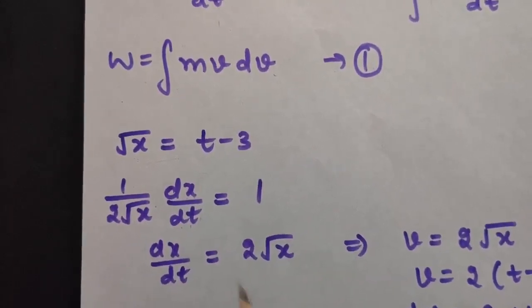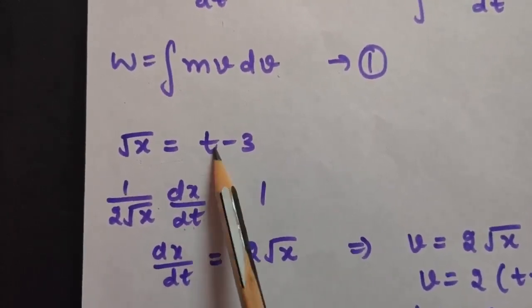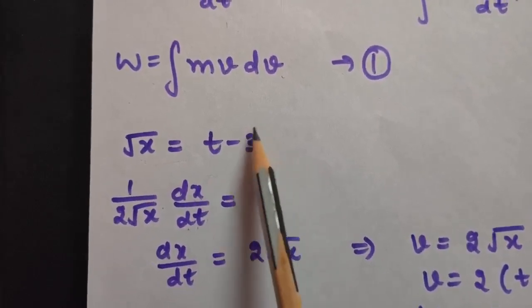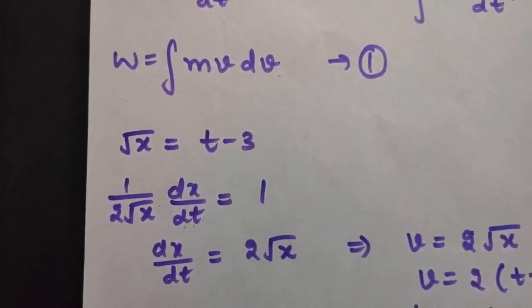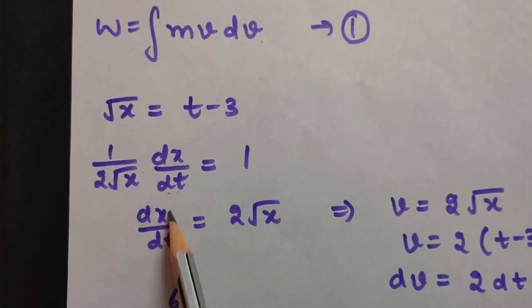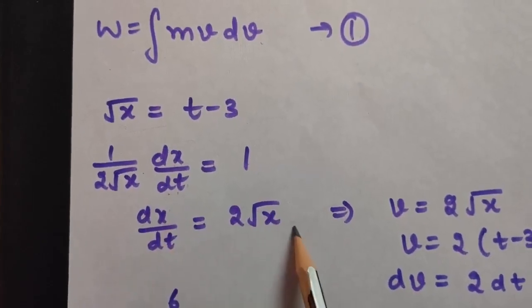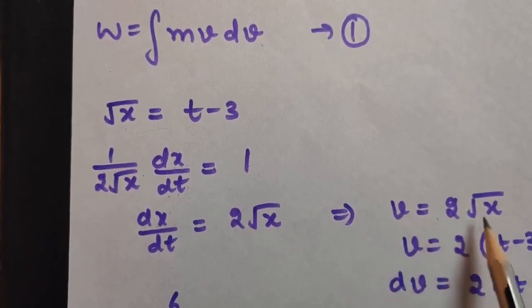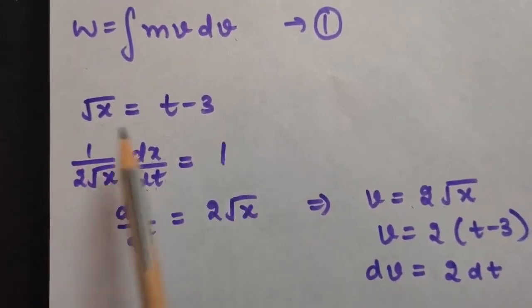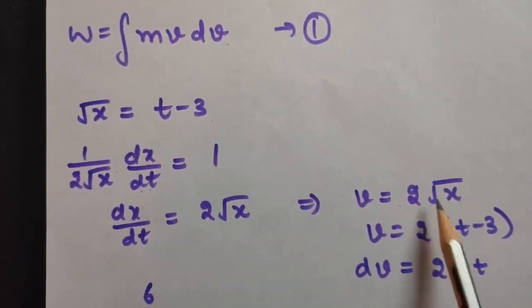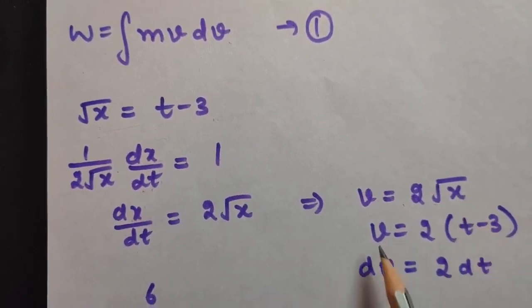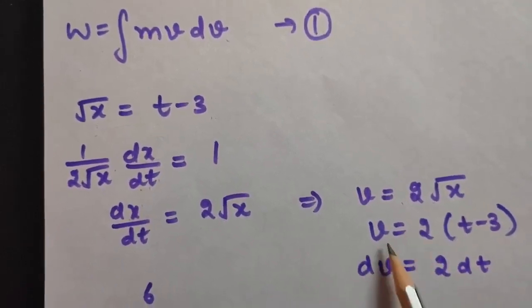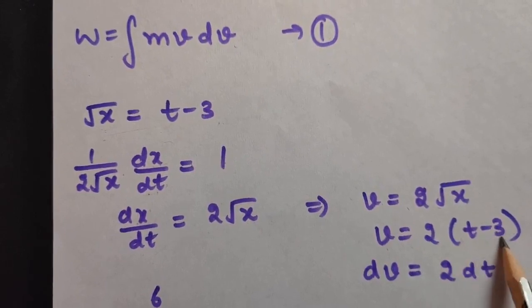Okay, so dt by dt will be 1, and differentiation of constant is 0. So from here dx by dt will come to be 2 into root x. Now dx by dt is nothing but v, so v is equals to 2 root x. Now from here, look, root x is t minus 3. Again put the value of root x. So v will come to be equal to 2 into t minus 3.